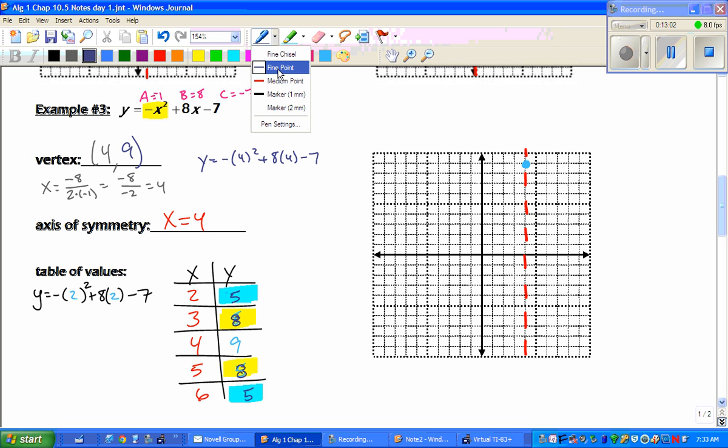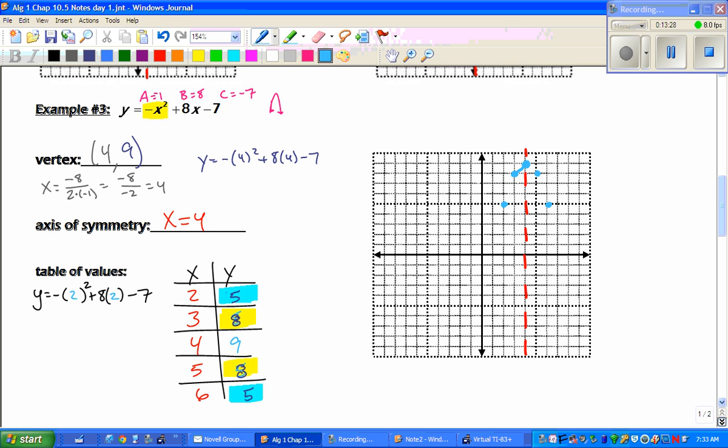Okay, and those are all the points that you should have gotten. And let's go ahead and graph them. Okay, so we're at +3, +8, and then +2, +5. And then we're just going to do mirror images for the other points. Okay?